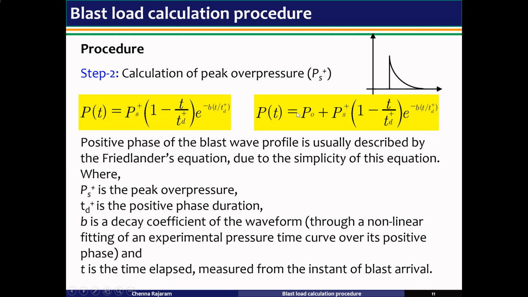There is another equation beside this equation. P of t is equal to P naught plus Ps plus multiplied with 1 minus t divided by Td plus, multiplied with e to the power of minus b into t divided by Td plus. So here P naught is the atmospheric pressure.